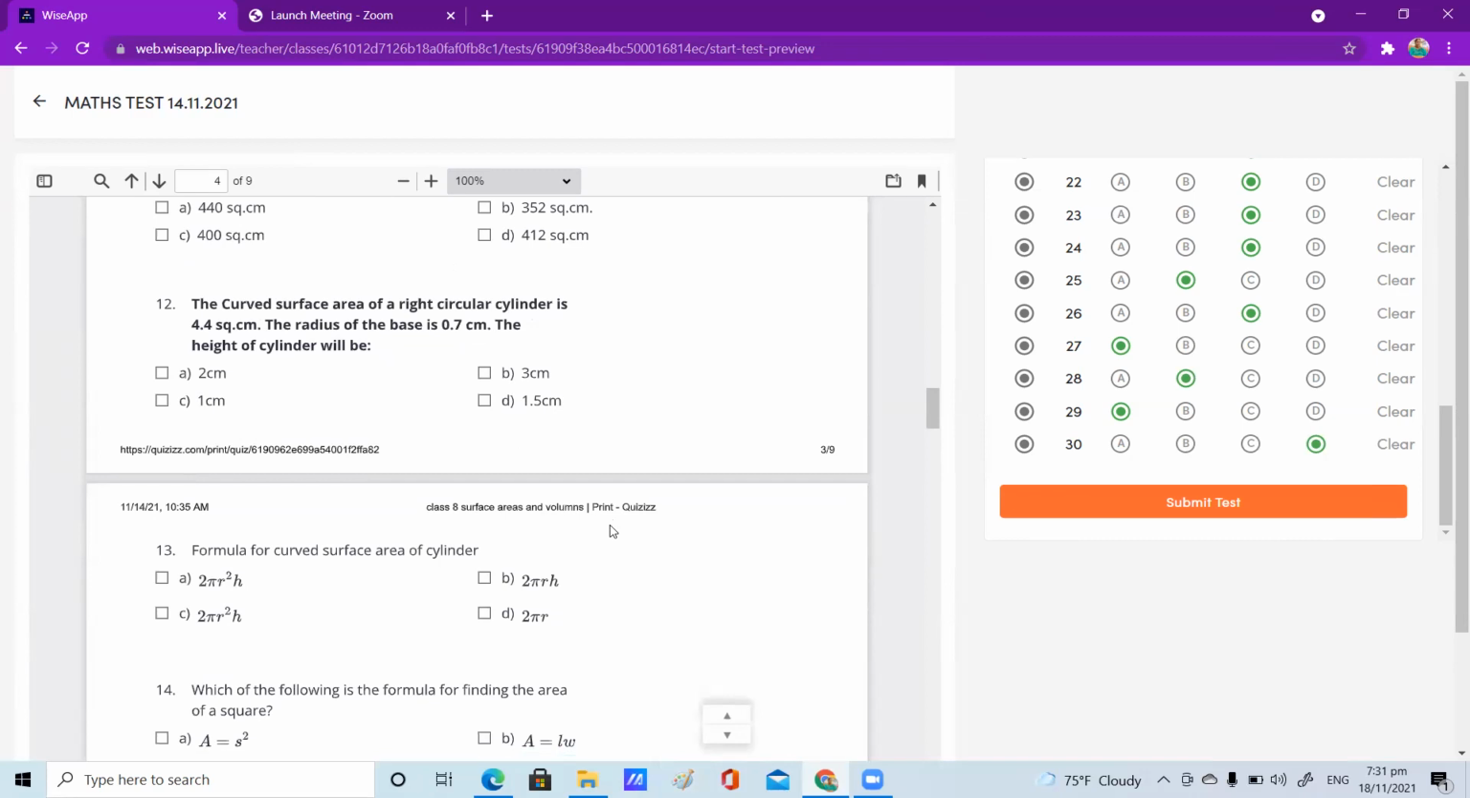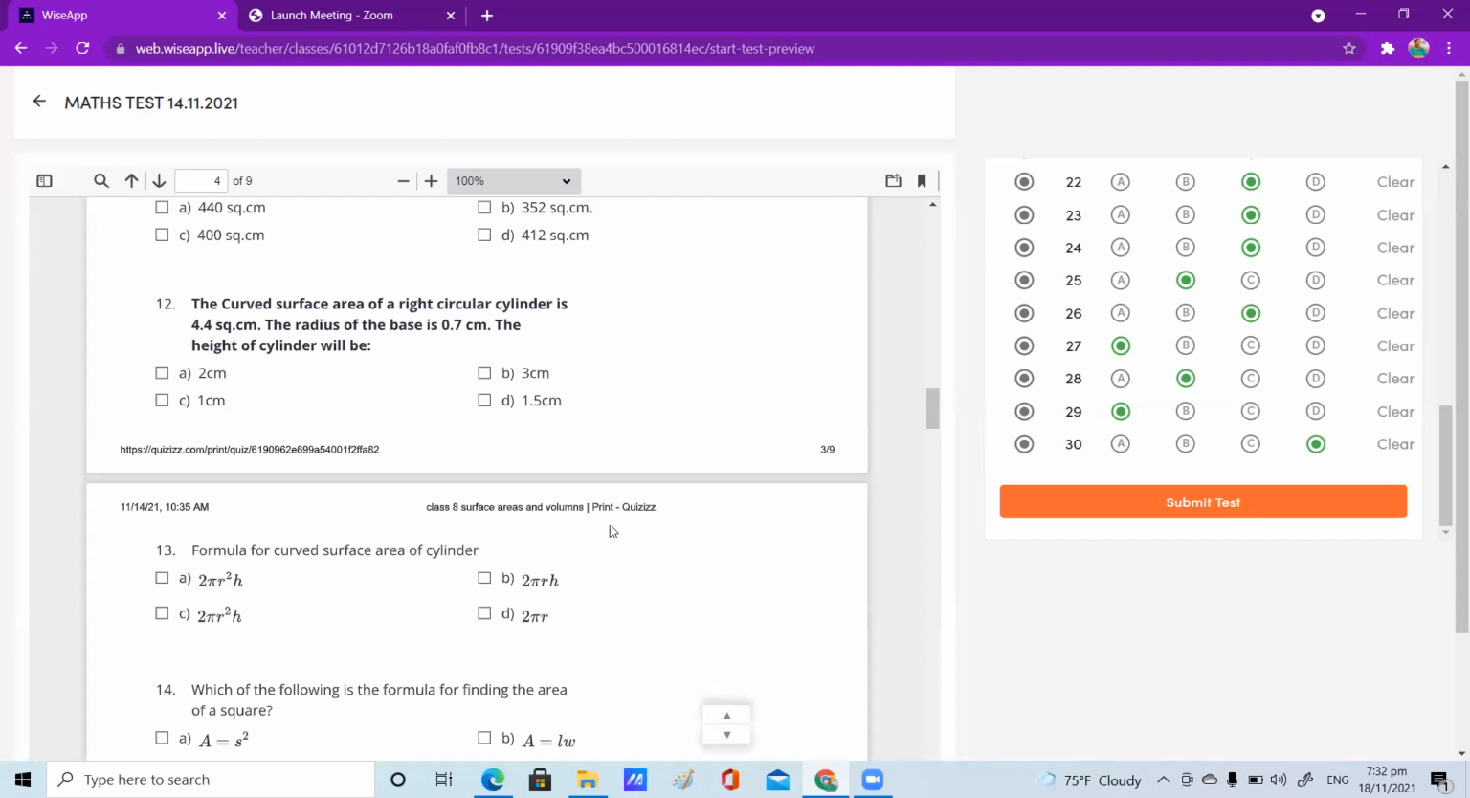The curved surface area of a right circular cylinder. Whatever the cylinder, right circular cylinder or cylinder, both are very similar, children. Don't confuse. Again, ma'am, what is curved surface area? Curved surface area is nothing but LSA. Both are same. LSA of cylinder or curved surface area of cylinder is 4.4 square centimeters.